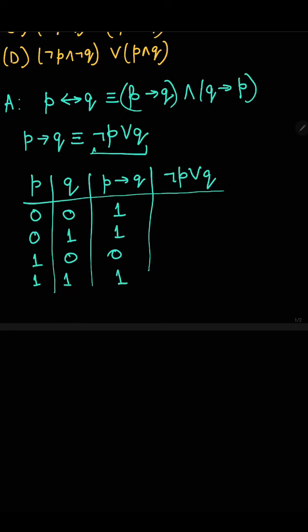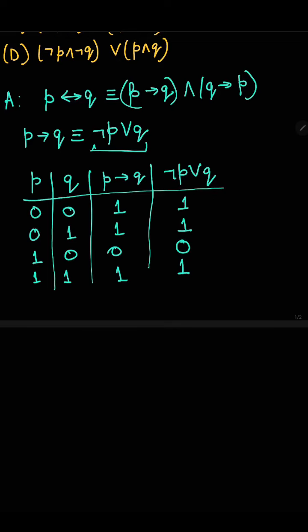Now let's look at this expression not P or Q. For the first one it's true. For the second one again it's true. For the third one it's false. And for the fourth one it's true. So if we look at the columns of P implies Q and not P or Q, both are same, so they are equivalent.